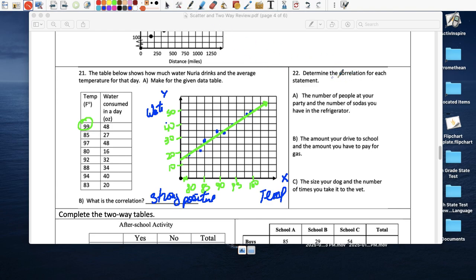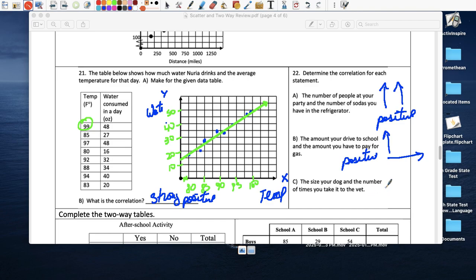22. Determine the correlation. So the number of people at your party and the number of sodas you have in the refrigerator. So I guess if there's more people in my party, the more sodas I'm going to put in my refrigerator for them to drink. So they both go up, right? So that is a positive. That makes sense. The amount you drive to school and the amount you have to pay for gas. Well, the further I drive, the higher the amount I'm going to have to pay for gas because the distance is greater. So that's also positive.